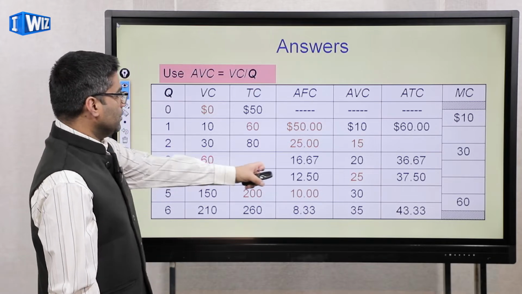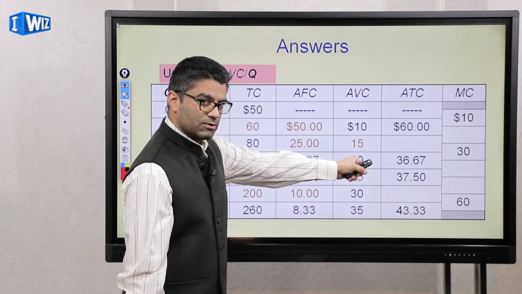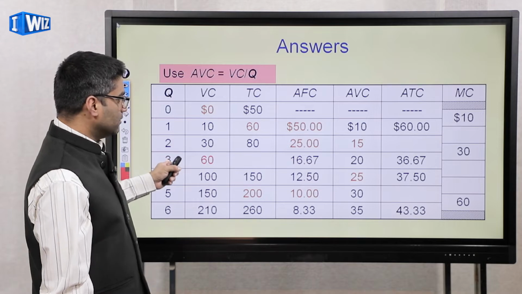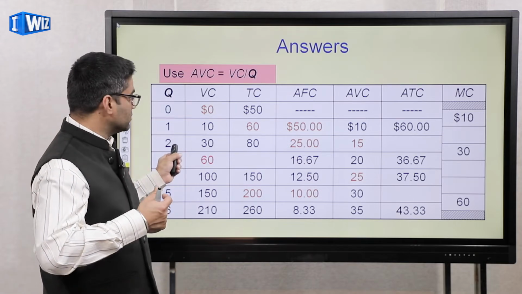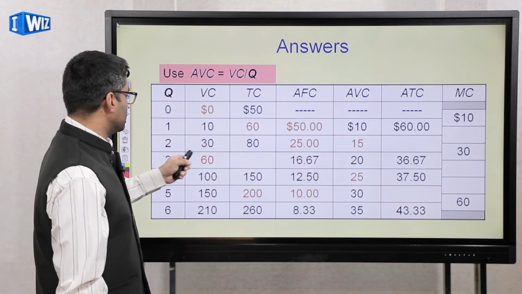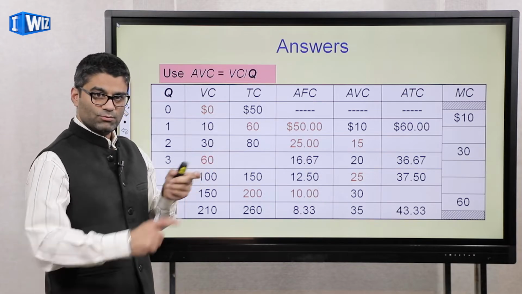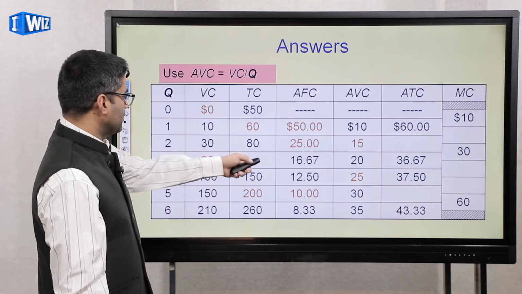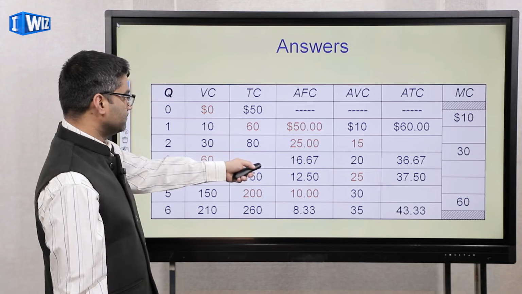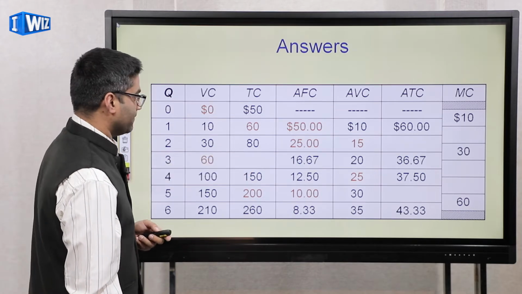And then once you know that average variable cost is 20 here, which was given to you, and quantity is 3, you know AVC times quantity gives you variable cost. So we're just using that equation backwards to get that. Now you can also fill in this number here, because 50 plus 60 is going to be 110.